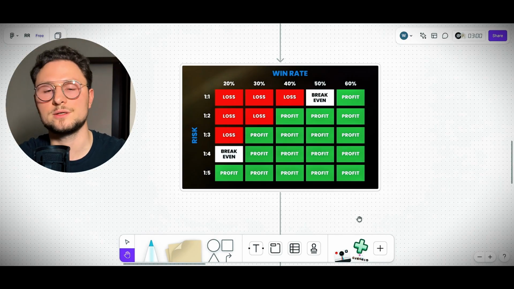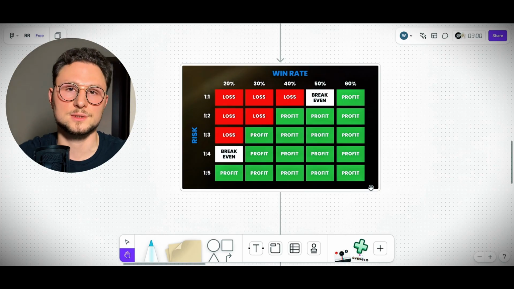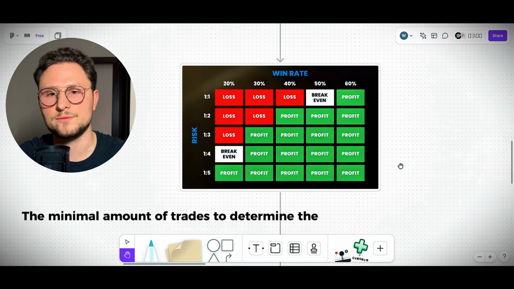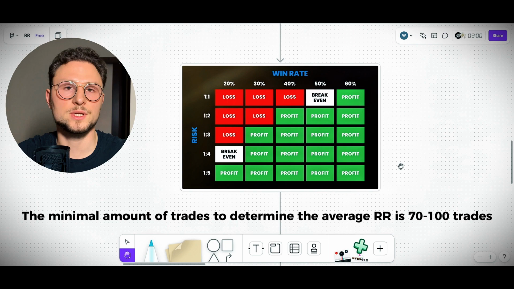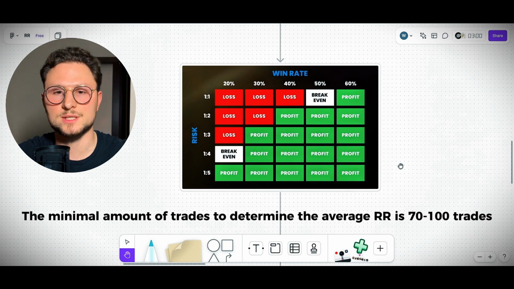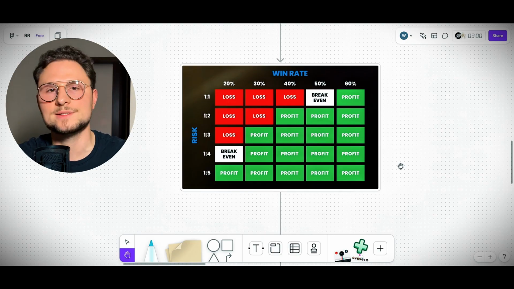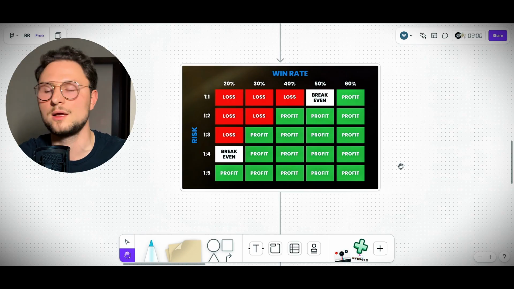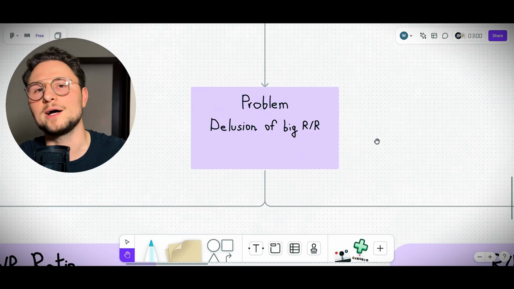I have to add here that it's super hard to have constant RR in every single trade. Sometimes it can be different. You have to calculate the average RR of 70 or 100 trades and only then make some conclusions. You can say, then I will execute trades with the highest win rate and biggest RR and will be rich. But here's the problem that is called the delusion of high RR.